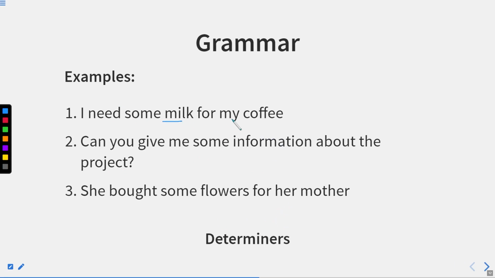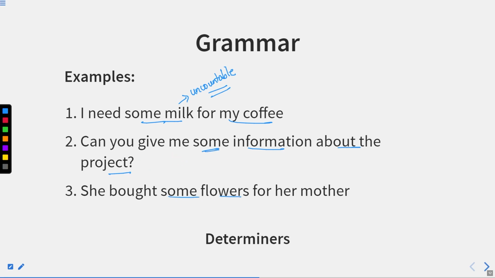I need some milk for my coffee. Now, milk is uncountable noun. We know well that. So, some can be used with uncountable noun. Now, if I'm saying some milk, it means the quantity is not specific. If I say 1 liter of milk, 2 liters of milk, that is fine. But if I say some milk, there is no particular quantity. There is no specific quantity or defined quantity. Can you give me some information about the project? Now, how much information exactly? No one knows. Some refers to a little of that.